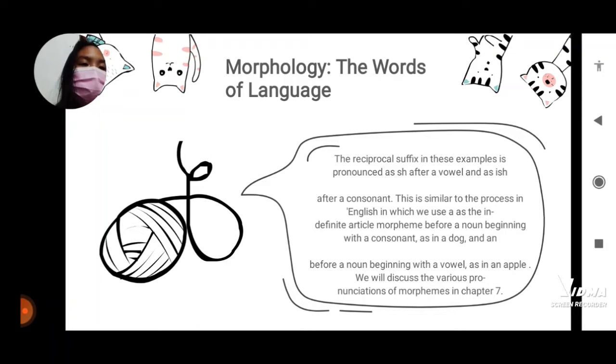The reciprocal suffix in these examples is pronounced as sh after a vowel and as ish after a consonant. This is similar to the process in English in which we use a as the indefinite article morpheme before a noun beginning with a consonant, as in a dog, and an before a noun beginning with a vowel, as in an apple. We will discuss the various pronunciations of morphemes in Chapter 7.